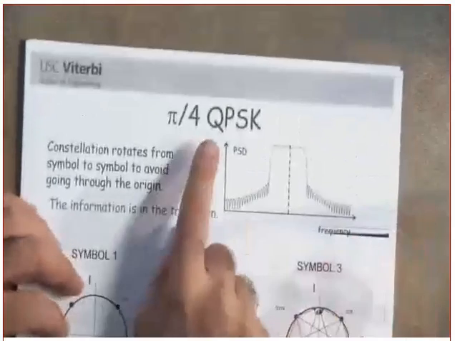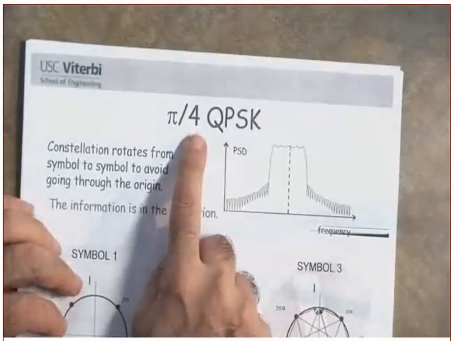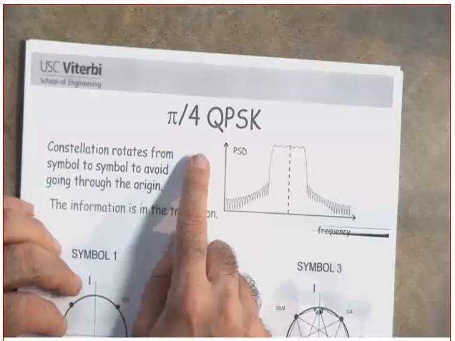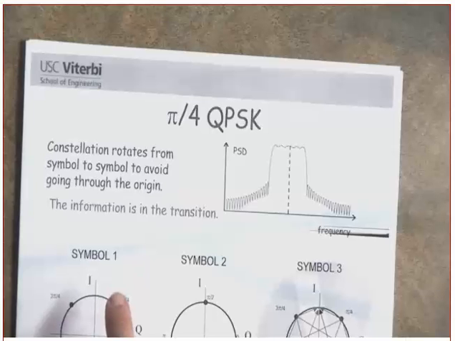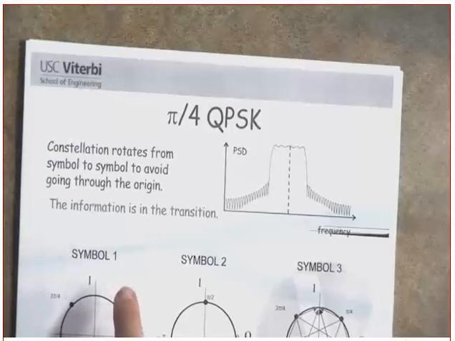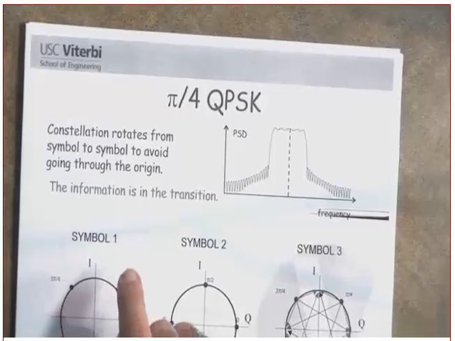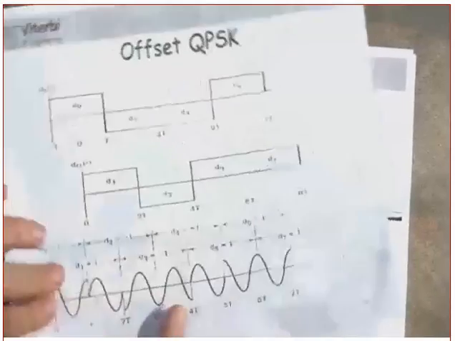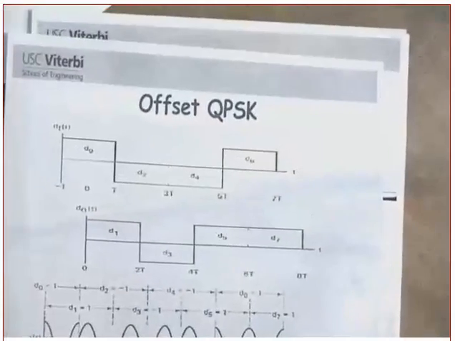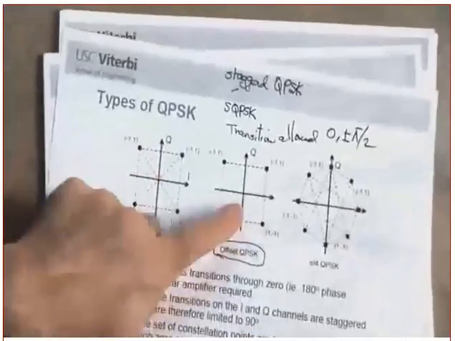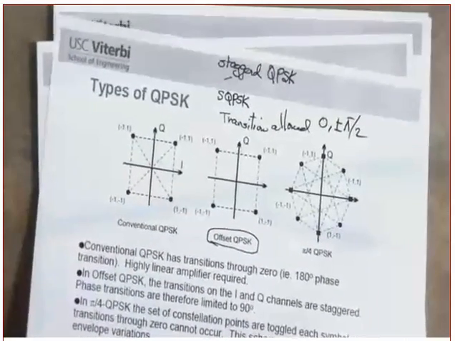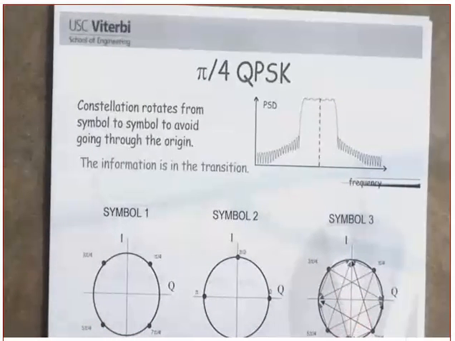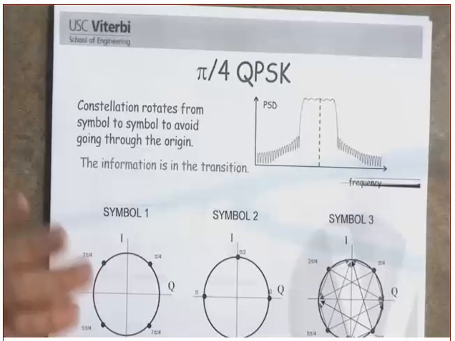By the way, from the title, you can tell that in pi over 4 QPSK, the transitions that are allowed are plus or minus pi over 4 or plus or minus 3 pi over 4. In other words, in the offset QPSK, what are the transitions allowed? 0 plus or minus pi over 2. Yes? This one is pi over 4 and 3 pi over 4, plus or minus.